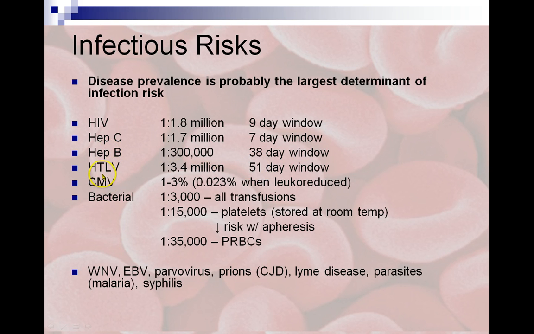Compare this with hepatitis B or HTLV. These have a very long window between when the blood could be infected and when it can be detected by PCR. We have here statistics also for CMV, as well as bacterial infections, most commonly with platelets and also with packed red blood cells. And remember that not just viruses and bacteria can be transmitted, but less common viruses like West Nile virus, Epstein-Barr virus, prion diseases, Lyme disease, parasites like malaria, and syphilis, all can be transmitted by blood transfusion.